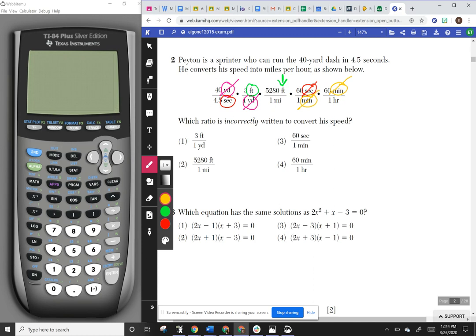Right, and we know that we wanted miles per hour. But as we see here, miles is on the wrong side, because we want miles per hour like that at the top. Hour is in the right spot. So this is okay, but miles is the one that's on the wrong side. And it's also not matched up with feet properly. So the incorrect ratio is this one, and that is answer choice 2.